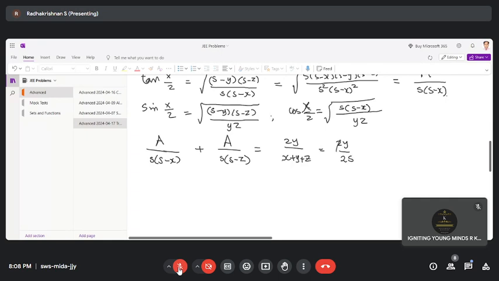The 2 we can cancel. If you see, all the terms have got an s in the denominator also. Okay, so we can cancel that also. So what remains is a by s minus x plus a by s minus z equal to just y.